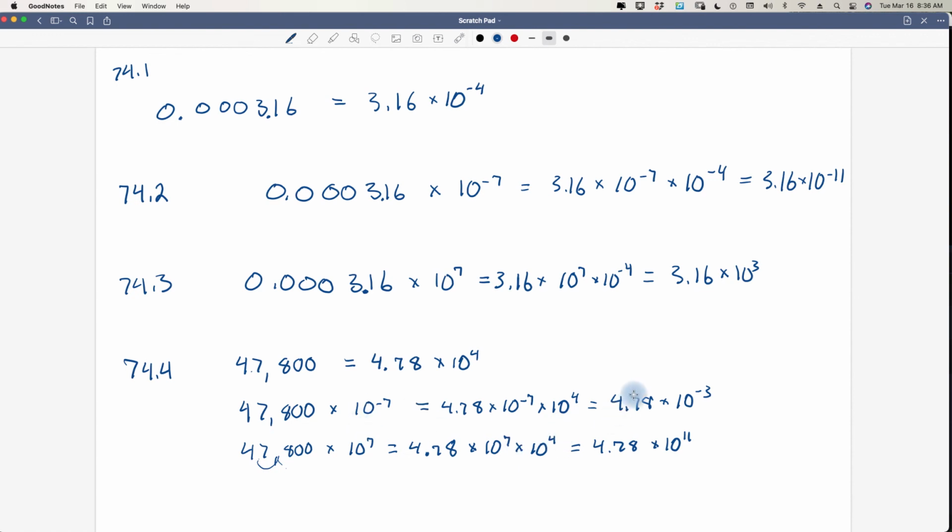And that is all I have for scientific notation. This is all that you need to know for scientific notation. If you have any questions, please feel free to write them down in your notebook and bring them to class, or text me if you get stuck.